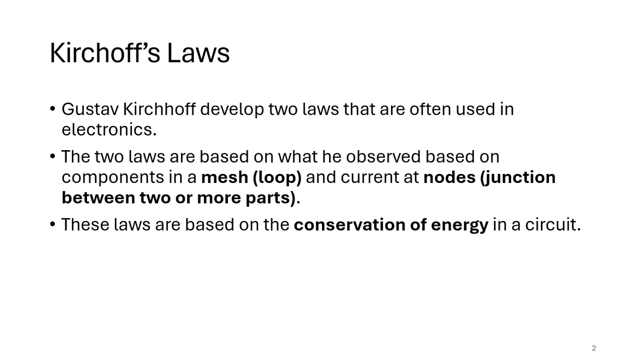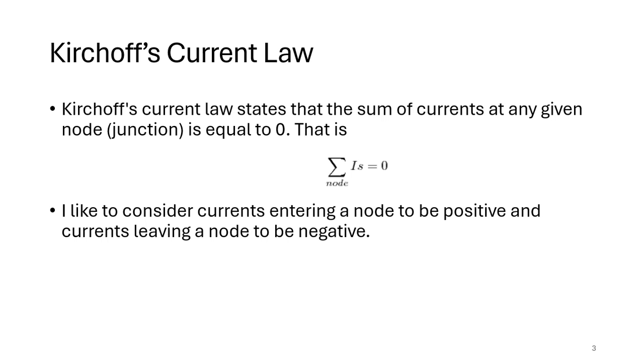Currents at a node, to clarify things a little bit, a node is a junction between two or more parts or components in a circuit. And by the way, these two laws are based on conservation of energy in a circuit, okay? All right, now having said that, let's go ahead and talk a little bit about Kirchhoff's current law in particular. Kirchhoff's current law states that the sum of currents at any given node or junction is equal to zero.